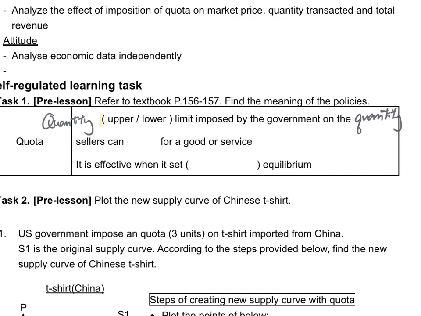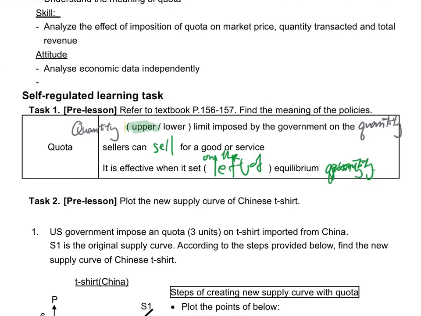Let's go through what a quota is. A quota is a quantity control, and it is an upper limit that the sellers can sell. That means if it is effective, it can make the sellers sell less. So it should be set on the left hand side of the equilibrium quantity, not on the right of the equilibrium quantity. So this is the quota.